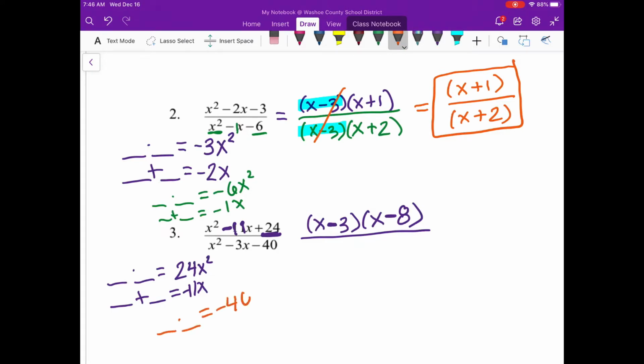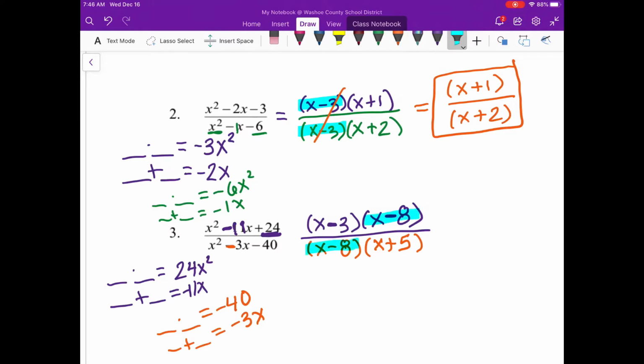Same thing with the denominator, two numbers that multiply to negative 40, but somehow add up to a negative 3x. Okay, so I know I multiplied 40 by doing 8 and 5. One of them has to be negative. That's the bigger number, has to be negative, because their sum has to be a negative 3x.